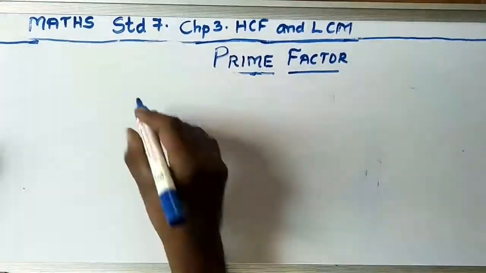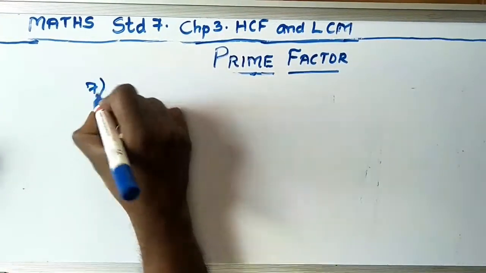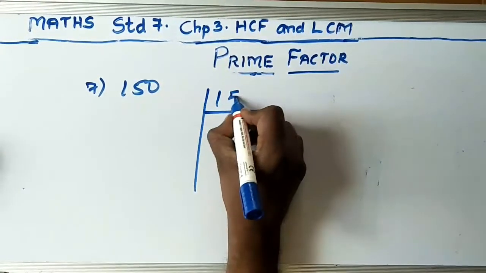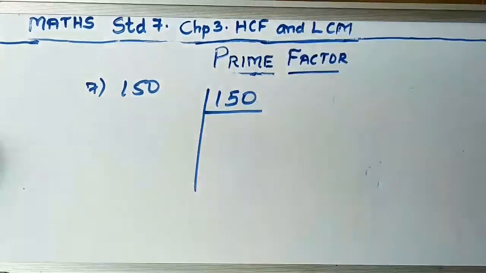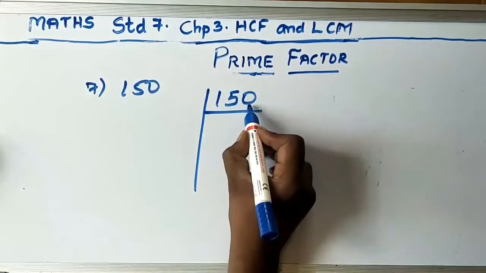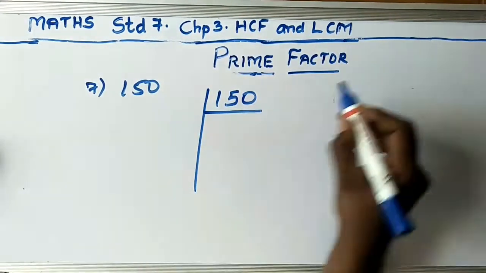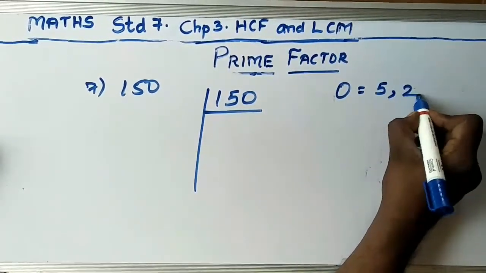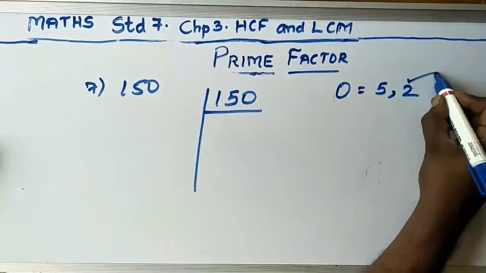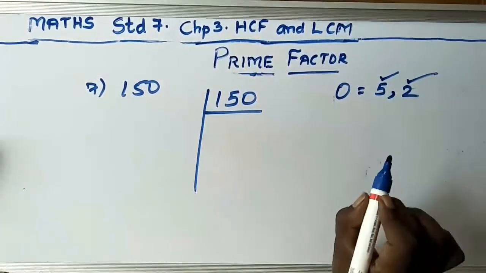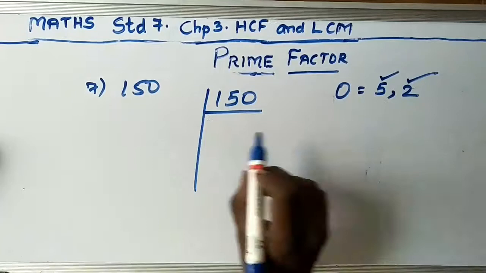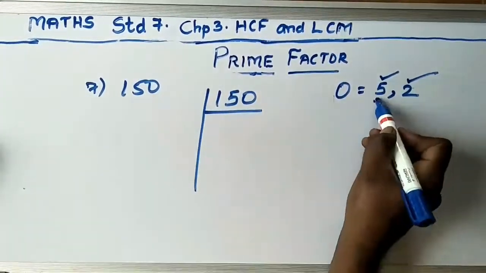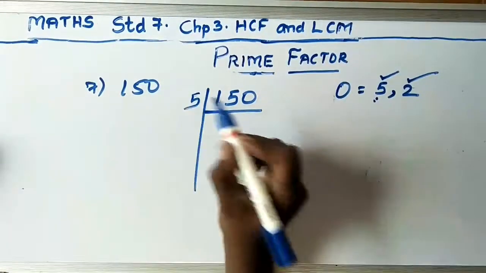Let's solve some more sums. I'll do 150. So in the unit place we have 0. So 0 means it goes in 5 table as well as 2 table. Any one you can take, either you take 2 or 5, whichever is easy for you. Now see here, 15 is there. So 5 will be easy because 15 goes in 5 table. So I'll write here 5.